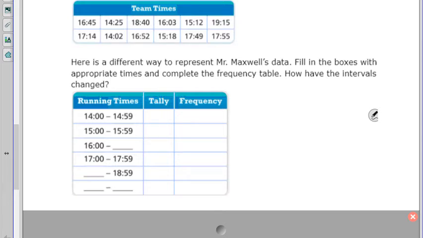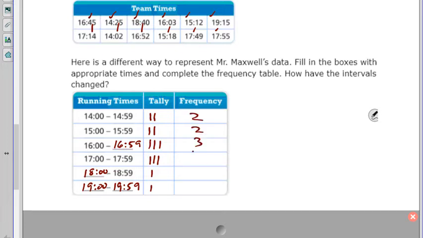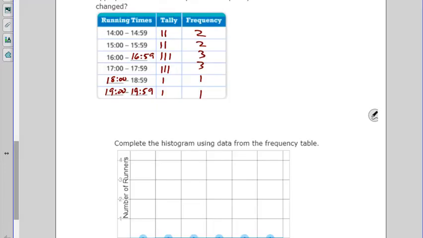So filling in the table and then doing my tallying with the data. And I've checked them off as I've gone along. And then adding them up, I have 2 and 2 and 3 and 3 and 1 and 1. And then we can graph this. And if we have this histogram we do, it's set up here.